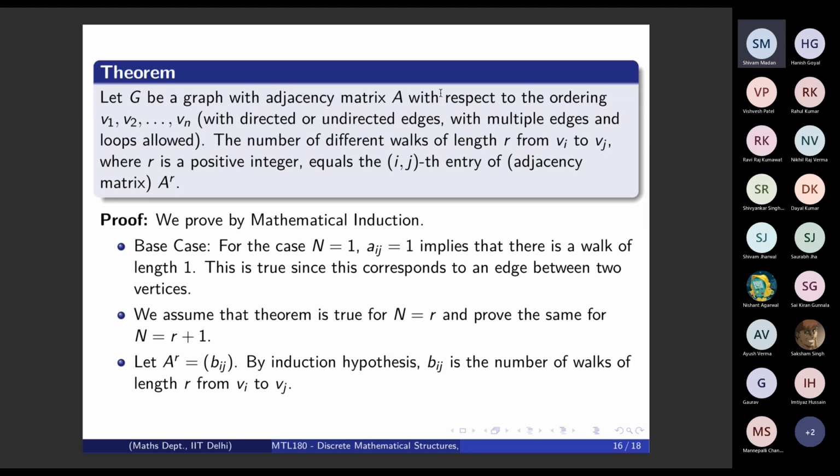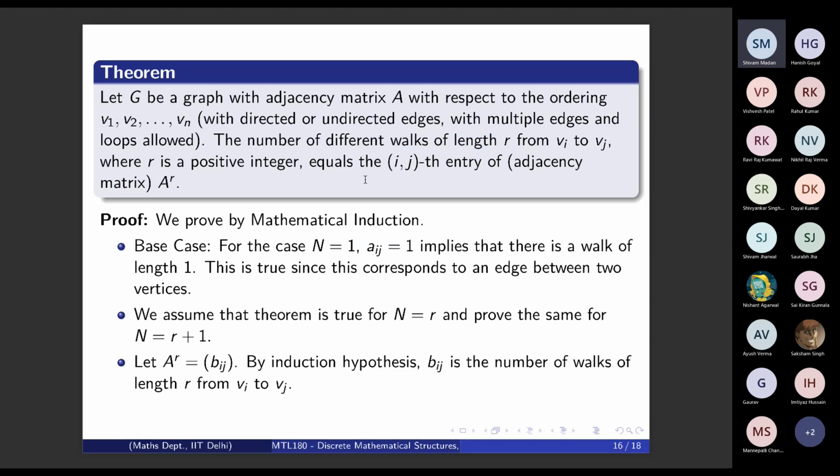So a walk of length r means how many edges there are in that walk. That is the walk of length r. For example, if you take only A, and there is an edge between Vi and Vj, then we say that this is a walk of length 1.